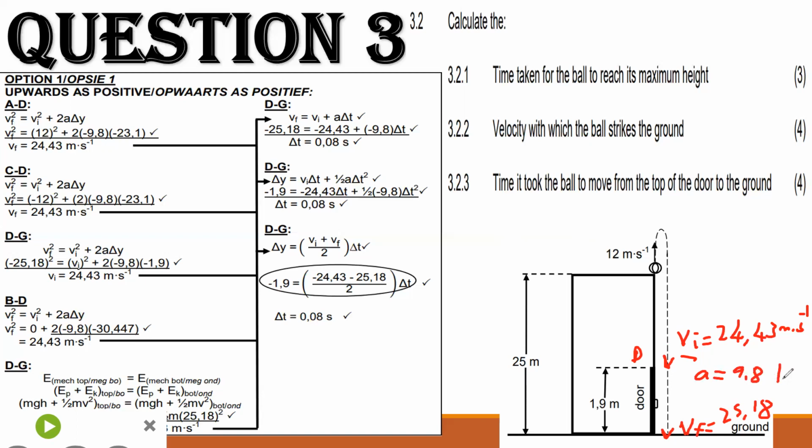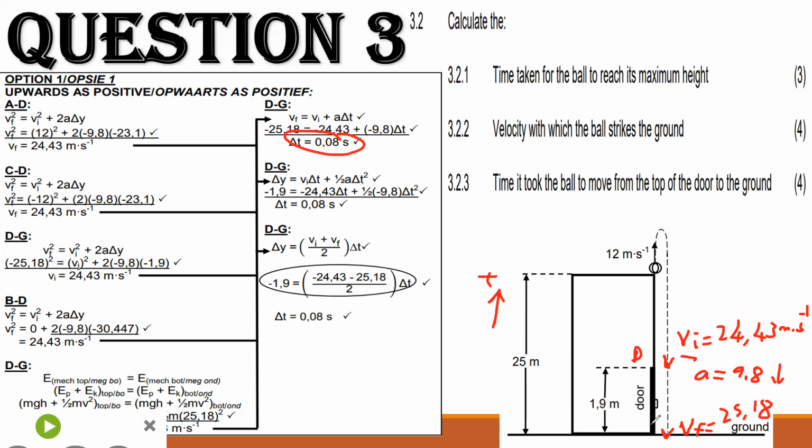And then let's say up positive, and you can use this formula. V final equals negative 25.18, and V initial is 24.43. It's also negative because it's going down. Acceleration also negative, and then you are getting delta t. These are the answers. The object is moving from D to G.